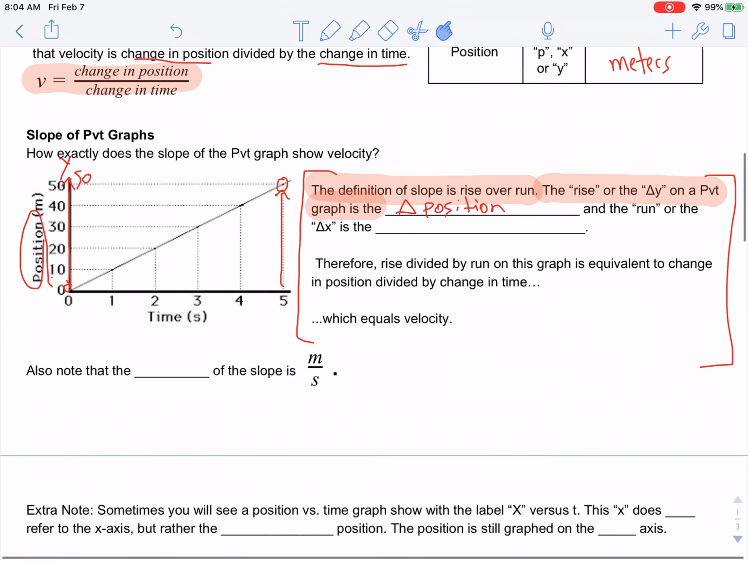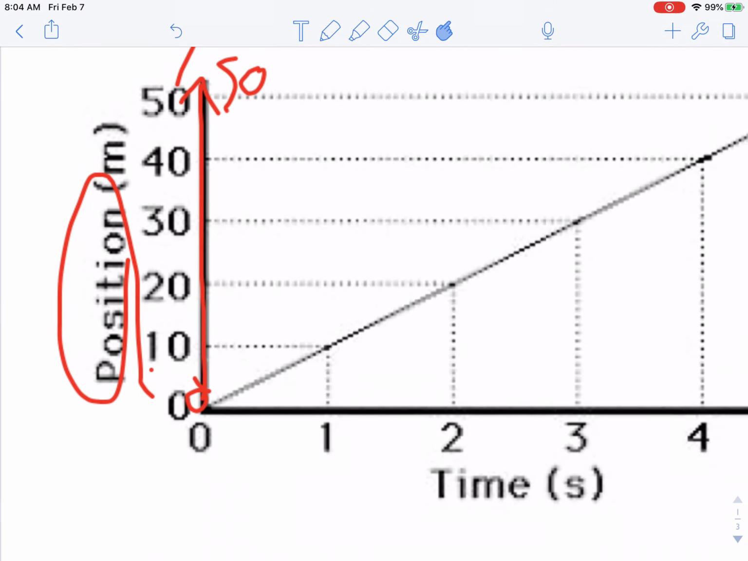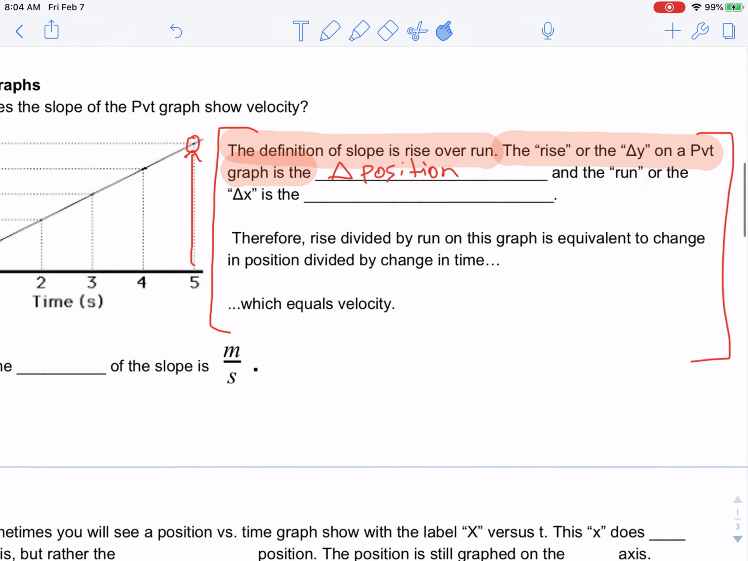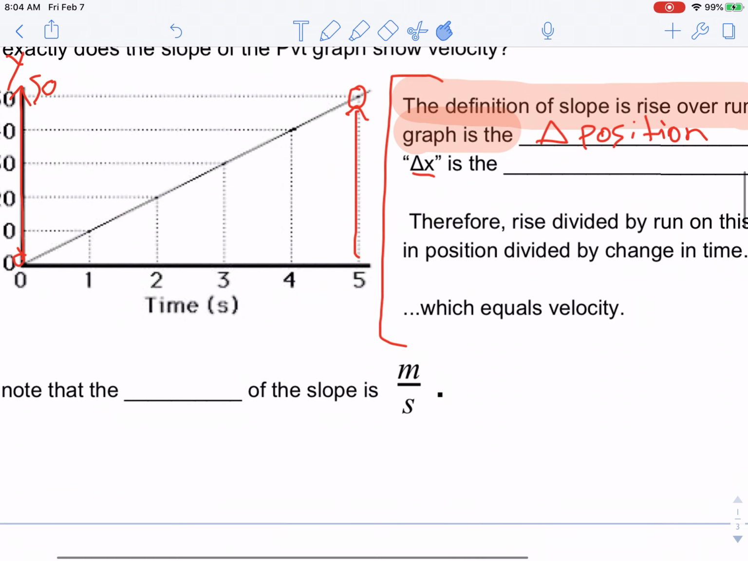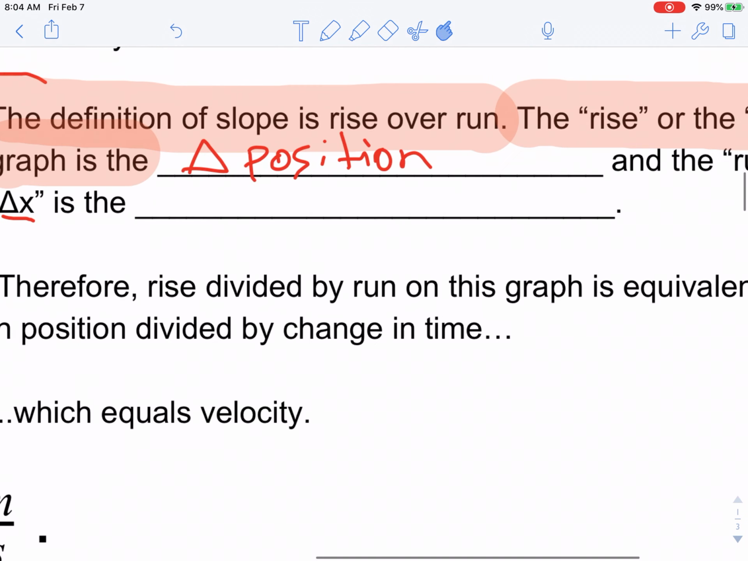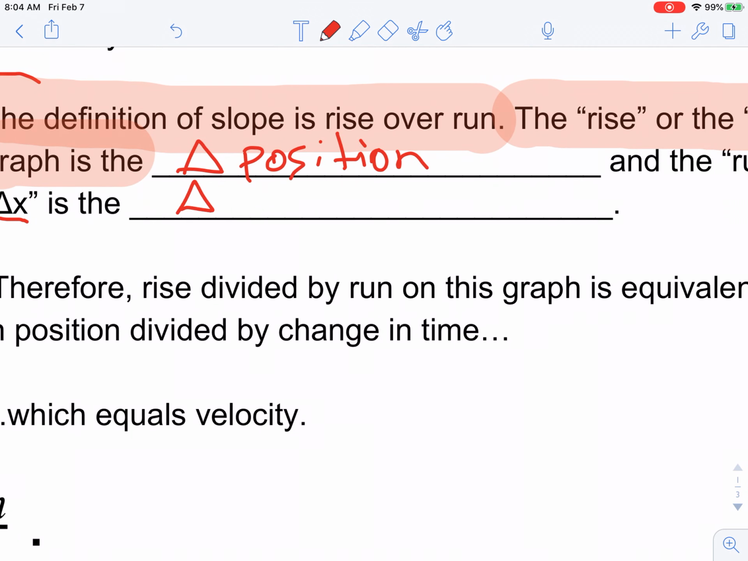Makes sense? And when I say the rise is this, I'm talking about the variable on the axis. And the run, or the change in the x-axis, is the change in time. So let's look at this before I write it. So here's my run. The meaning of the run is I started at 0 seconds, I ended at 5 seconds, so the run is the change in time. So let's put it together.